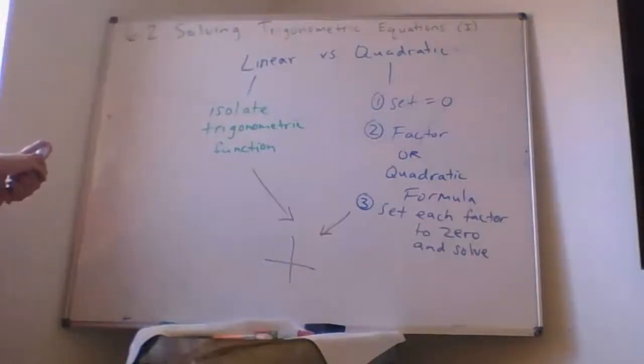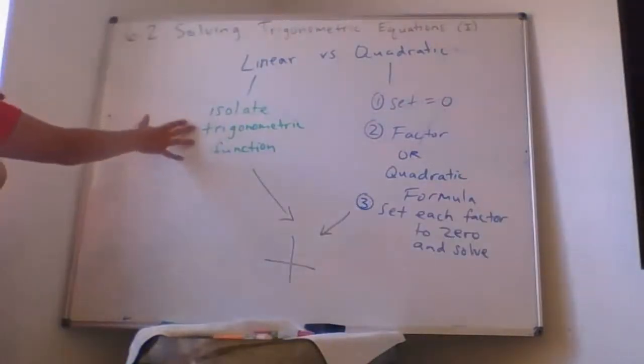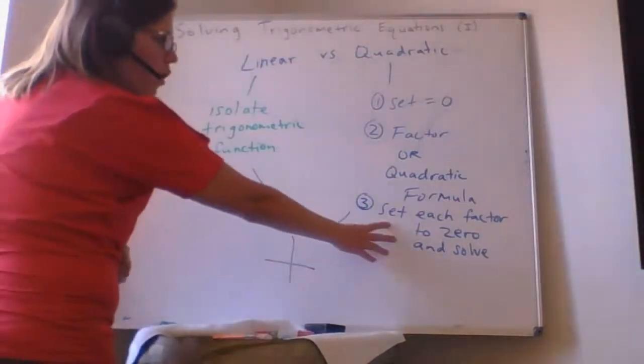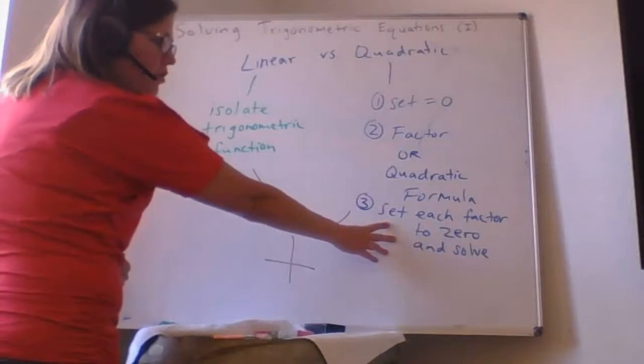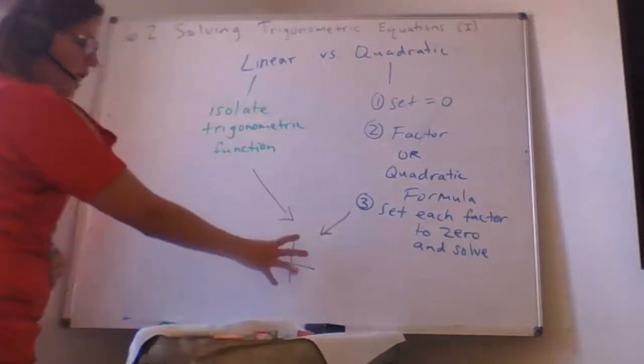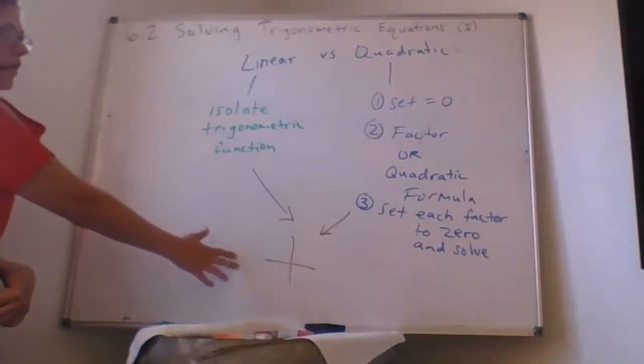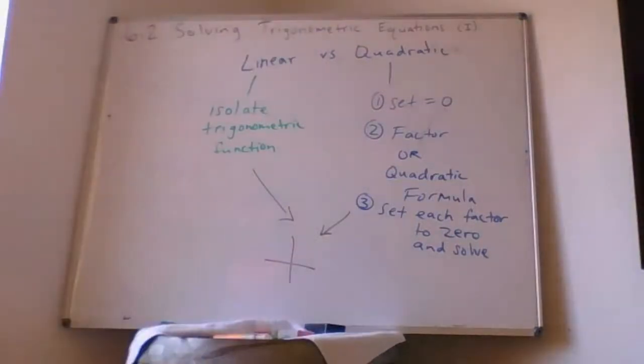In either case, once we have isolated the trigonometric function or we have solved each factor, we will then use our unit circle or triangles to figure out the angles. Sometimes we will need to use our Pythagorean identities by squaring both sides.